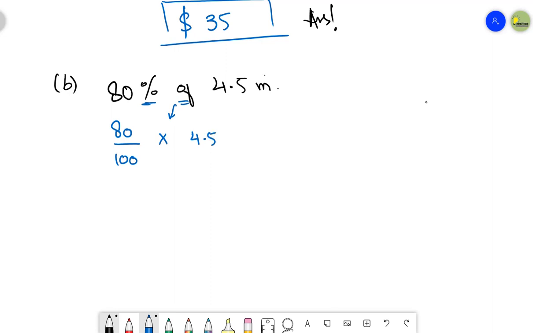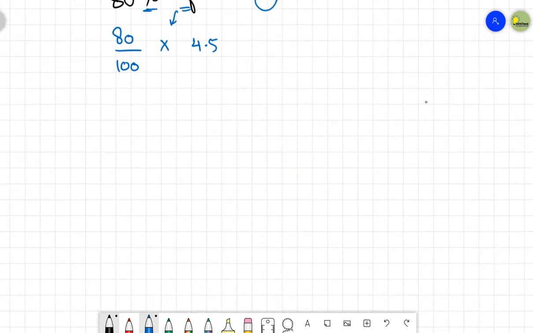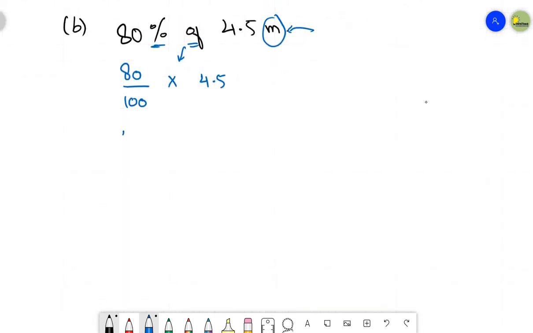Just avoid this meter, the unit is meter, avoid it right now. It is the calculation step, and after we get the answer, we will write this unit with the answer, meters. Now let's solve this. 80 upon 100 multiplied by 4.5. Let me write it in rational numbers, so it can be 80 upon 100 multiplied by 4.5 upon 1. Both are rational numbers and I have already given you the rule for that.